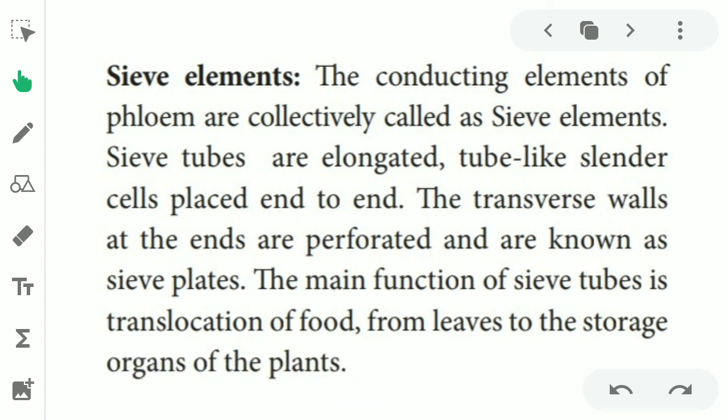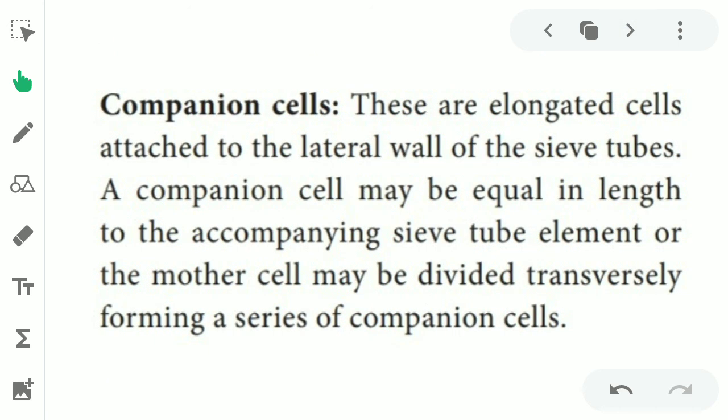Translocation means the food is prepared by the leaves. It goes from the leaves to the storage organs of the plant. The food prepared by the leaves is translocated by the sieve elements.